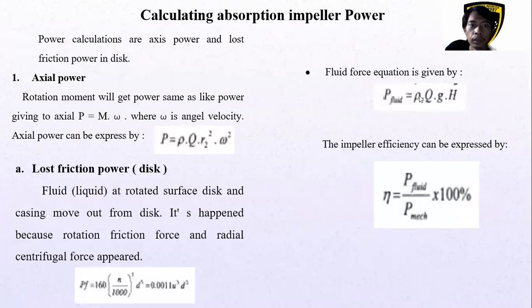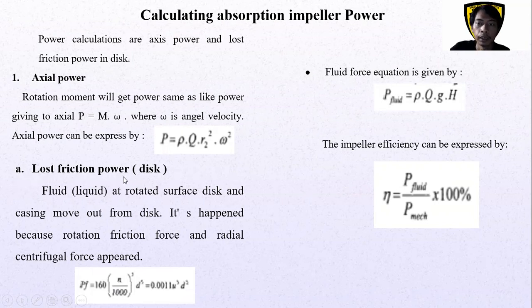And next is calculation of absorbing impeller power. Power calculations are axis power and friction loss power. Number one is axial power. Rotation moment will get power, same as the power given to the axis. P and M omega, where omega is angular velocity. Axial power can be expressed like this.